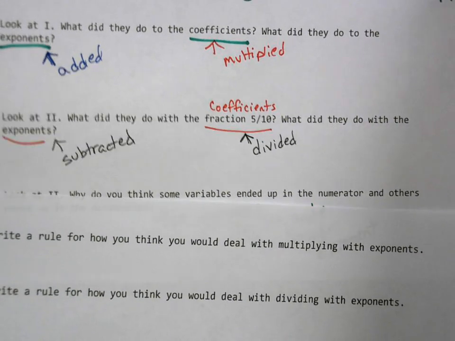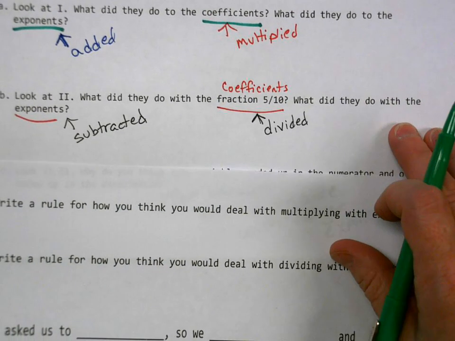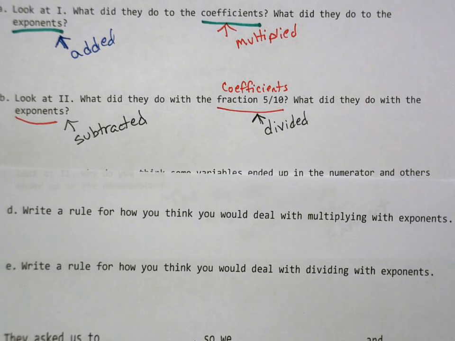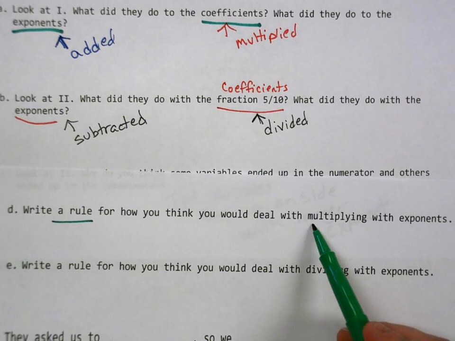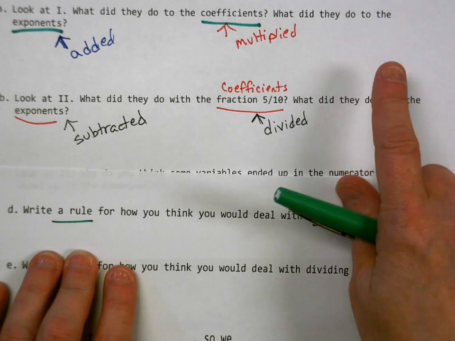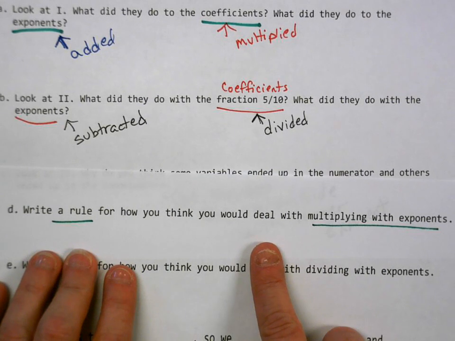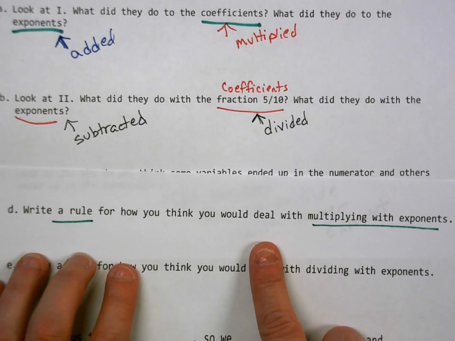So now look at what we answered up here in A and B, and let's write a rule. Okay? Write a rule for how you would deal with multiplying exponents. So the pattern that you recognized up here in the top is the same pattern that always works. So how can we turn it into a rule?